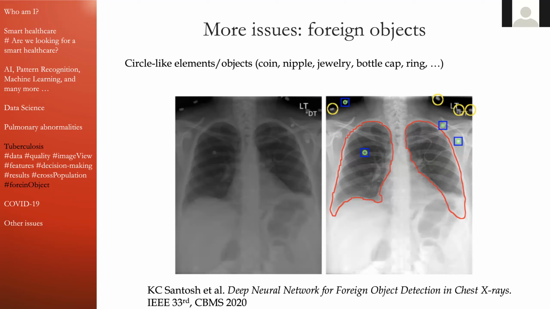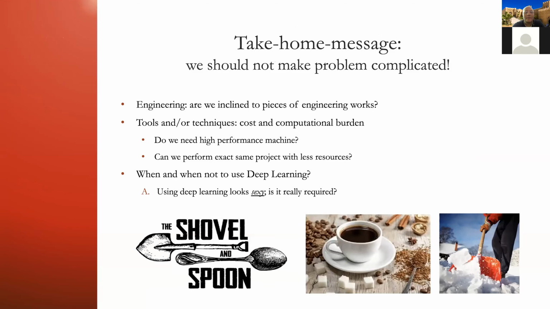Doctors know this is jewelry. We can avoid it because we're looking for TB manifestation. Doctors know this is a pacemaker. Doctors know this is a button. But if we just feed this data into the machine, it doesn't know. It looks like an abnormal object, and an abnormal object will make the decision abnormal too. So we're looking at a deep neural network to detect foreign objects in chest X-rays, and it's very important. It's good to avoid all these things before we start deep learning.